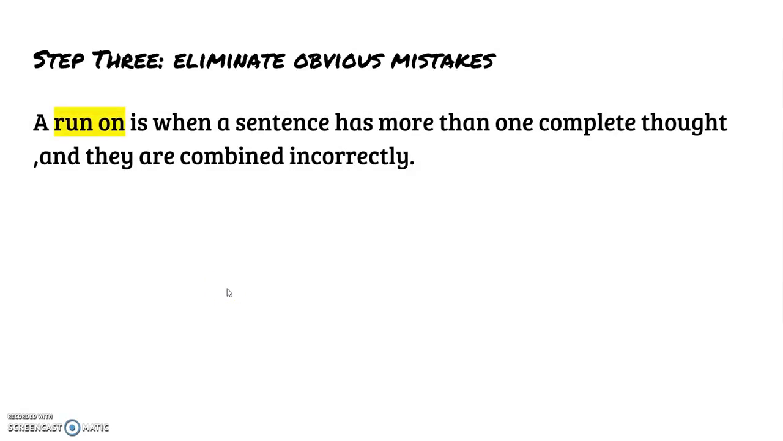A run-on is when a sentence has more than one complete thought and they are combined incorrectly. There are a couple of different ways that a run-on can look in a passage, so you need to be careful and look for all of them. Of course, before you can recognize a run-on, you have to know what a complete thought is.